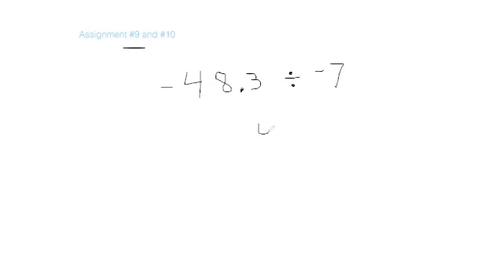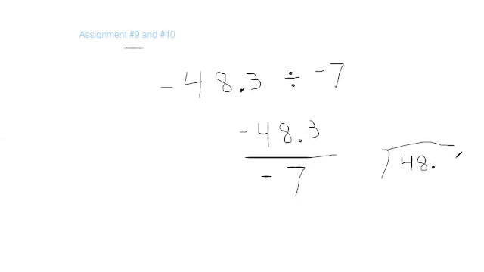So this right here is the same thing as saying negative 48.3 over negative 7. It's the same thing as writing it like that, because this one's first, so it's on top. So what you have to do is the old way that we used to do it. 48.3 goes in here, and then the 7 goes out here. Now you just have to solve it like we normally would.